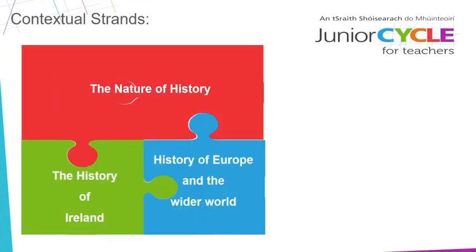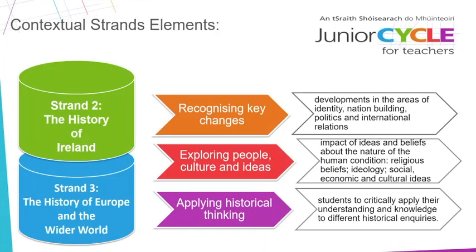Now let's look at the remaining 2 contextual strands and their elements. Strand 2 and Strand 3 share a set of elements: recognising key change, exploring people, culture and ideas, and applying historical thinking. These contextual strands relate to the historical context in terms of personalities, issues and events. In Strand 2, the history of Ireland, and in Strand 3, the history of Europe and the wider world.